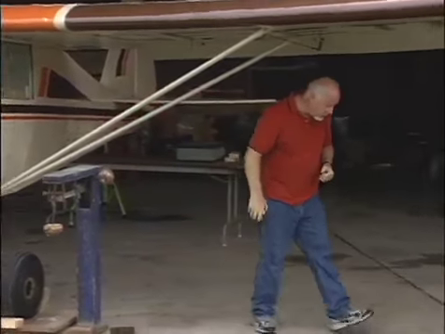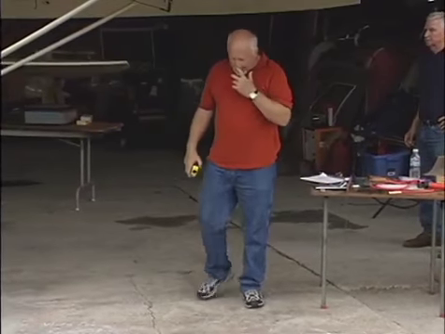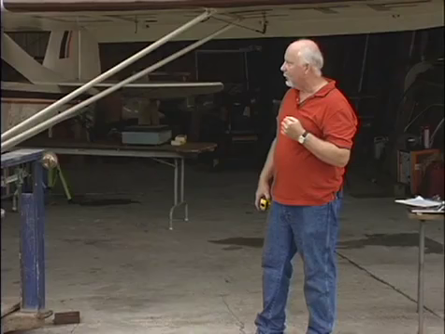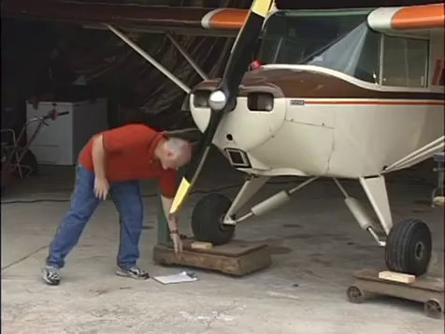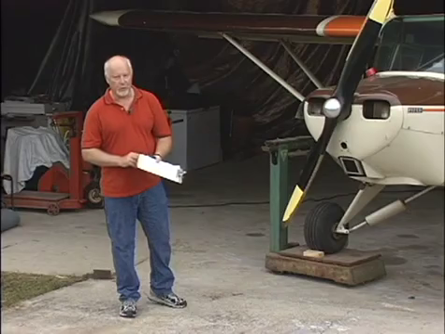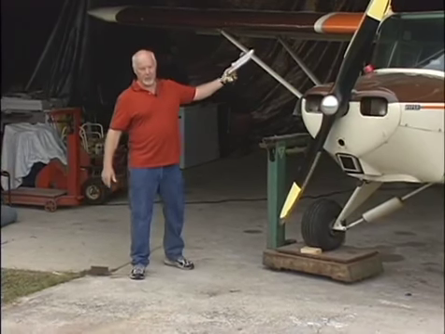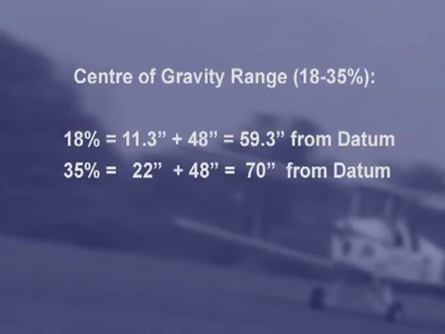But we haven't gotten that far yet. We don't know. We've got to figure out where that is from the datum. The leading edge is 48 inches back. So our center of gravity has to lay anywhere from 11 inches to 22 inches in that chord. So you add 48 onto those two numbers. When you work it out, adding 48 onto 11.3 and 22, the center of gravity should be 59.3 to 70 inches from the datum.